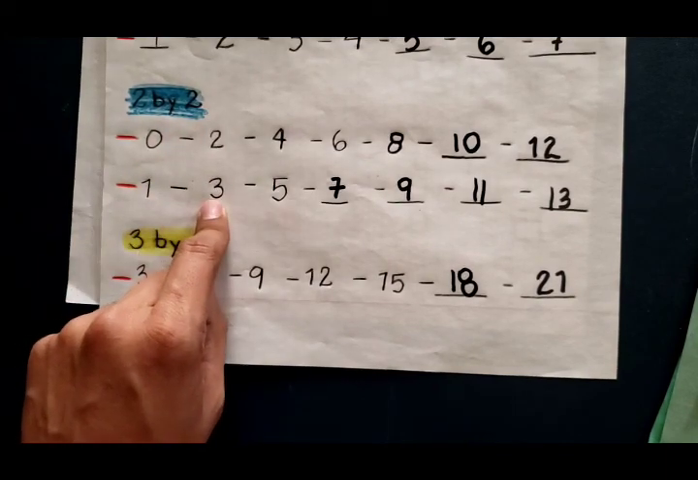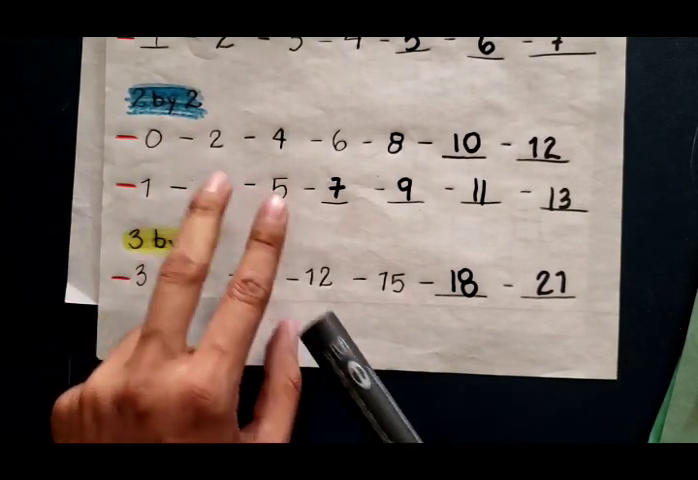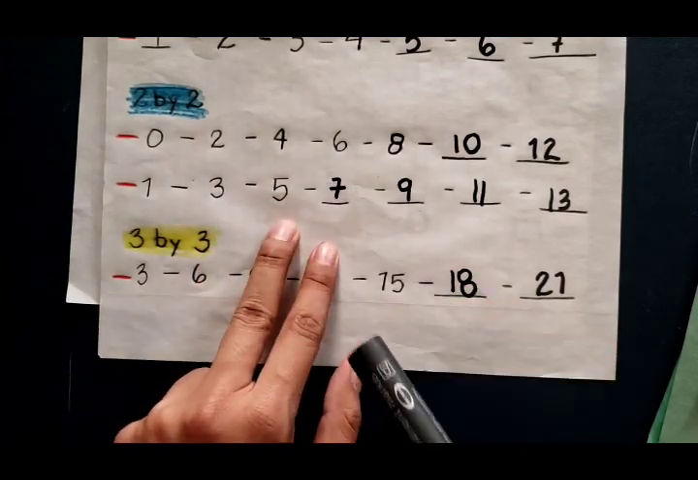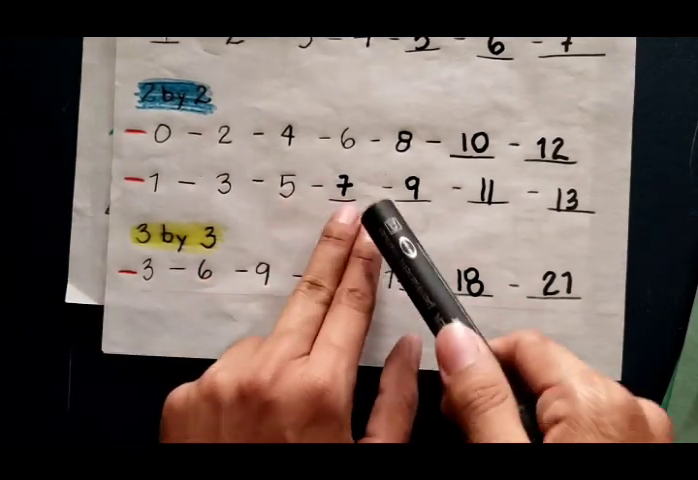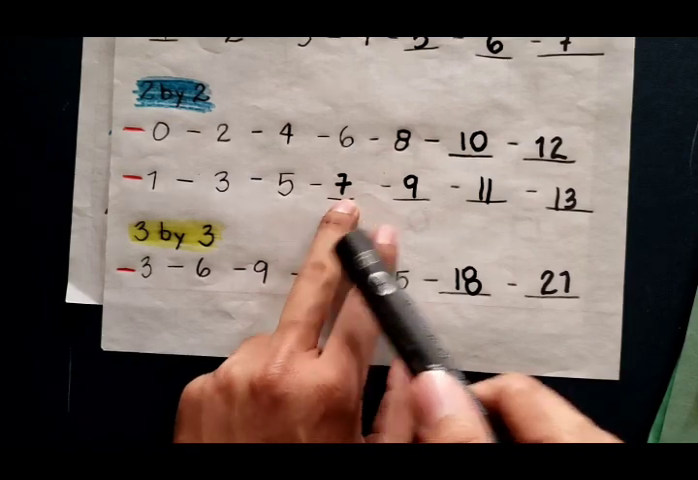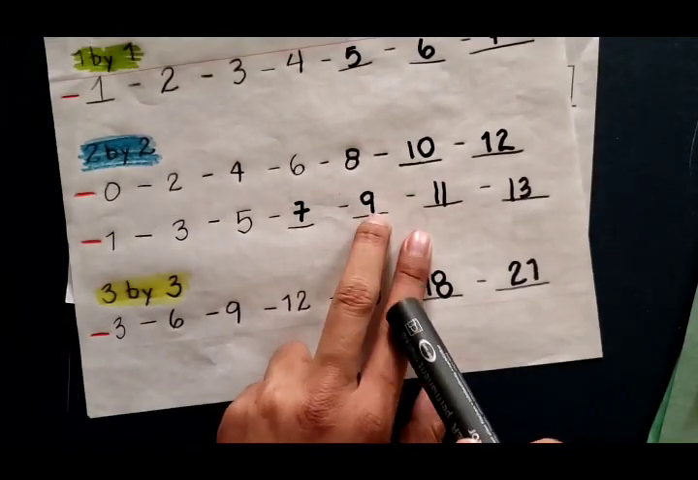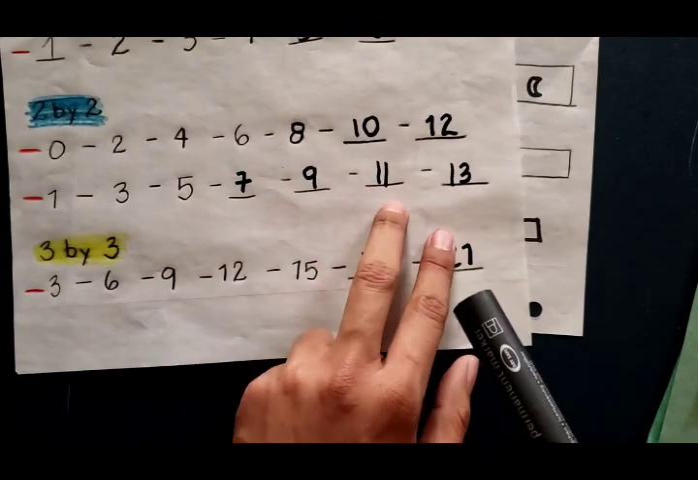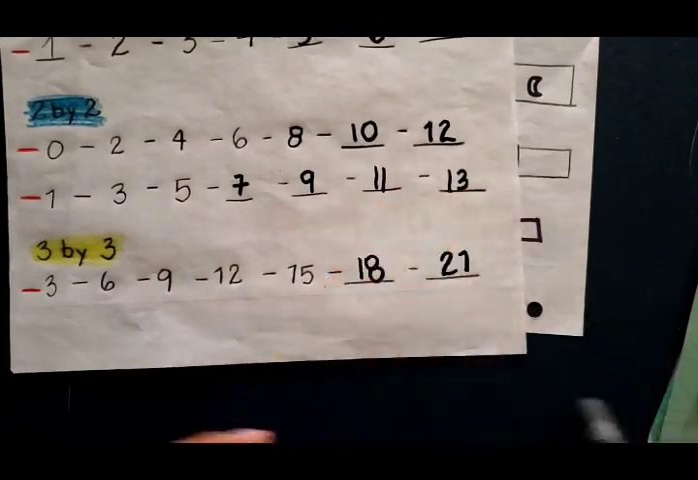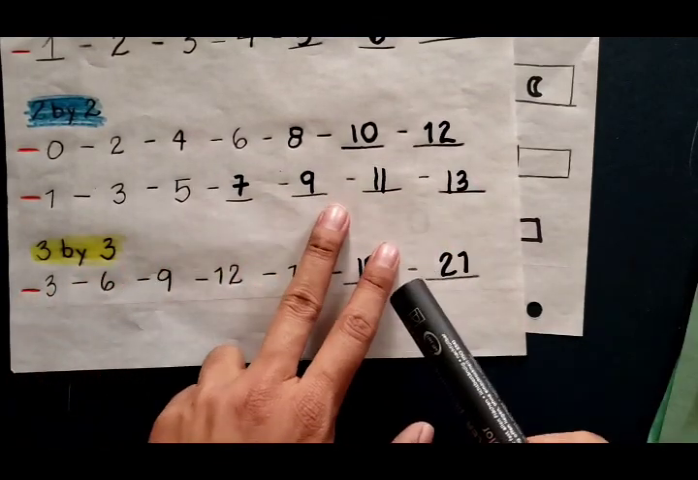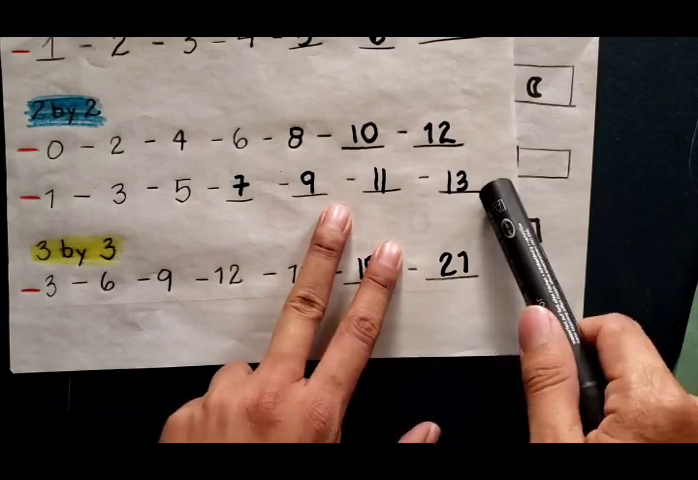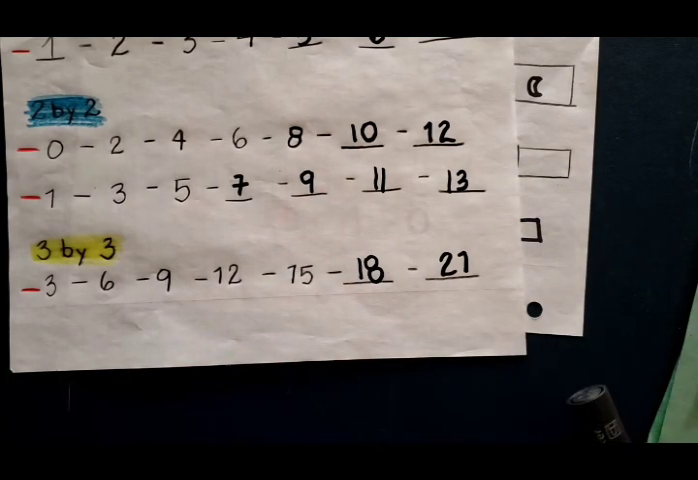1 plus 2, 3. 3 plus 2, 4, 5. 5 plus 2, 6, 7. 7 plus 2, 8, 9. 9 plus 2, 10, 11. 11 plus 2, 12, 13. And then what do we have after 13? 13 plus 2, 14, 15. Then we would write here 15.